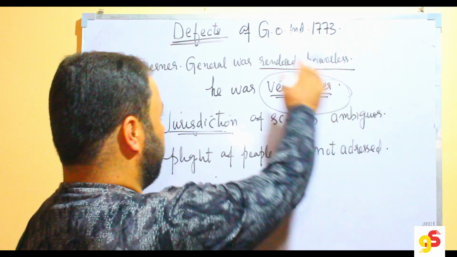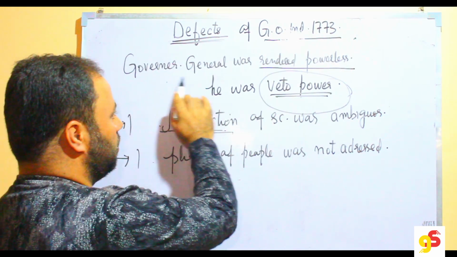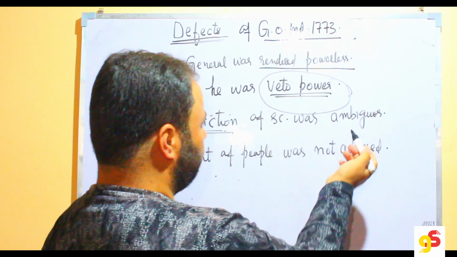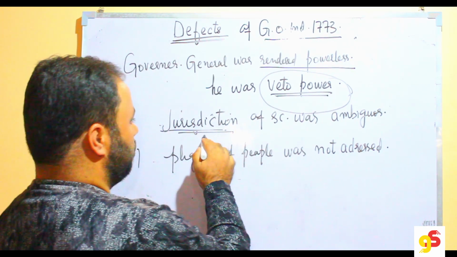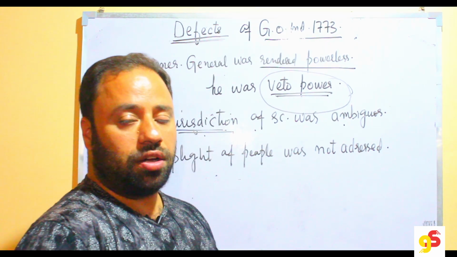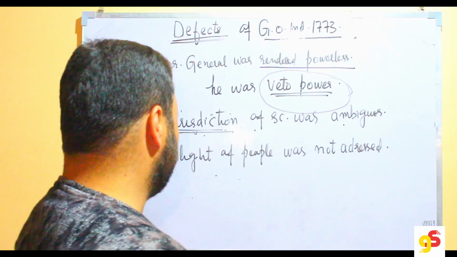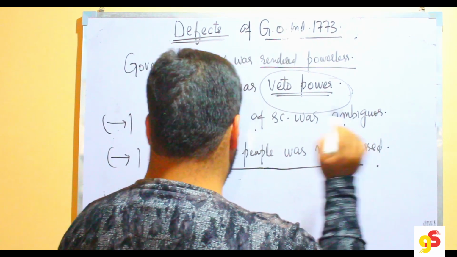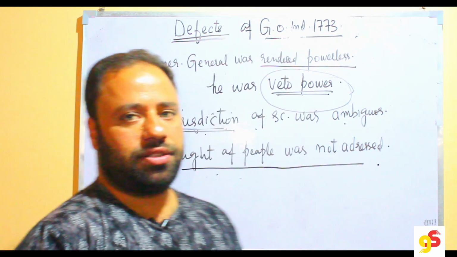Let's read now the defects of this Act of 1773. The first defect was that the Governor General was rendered powerless. That is, he was not given veto power. He had to seek permission from other presidencies. The jurisdiction of the Supreme Court was ambiguous. That is, its relationship with the Governor General's Council was ambiguous. It was not well defined. And the last one was that the plight of the people was not addressed. So this was all about the Act of 1773.